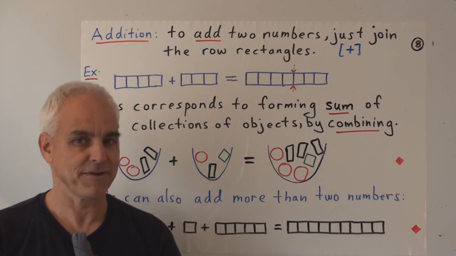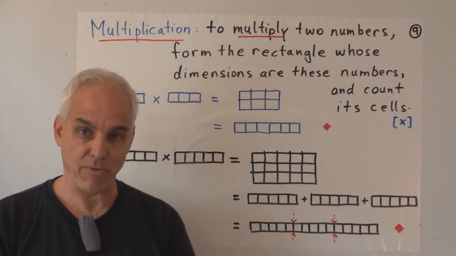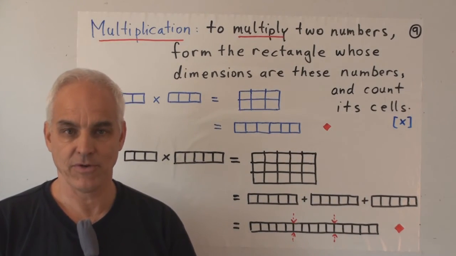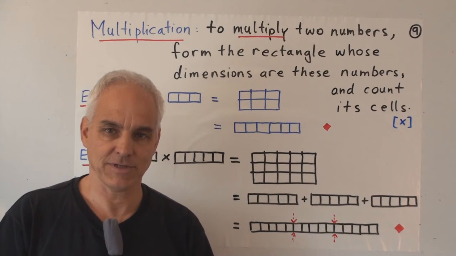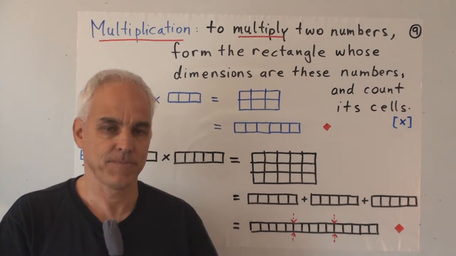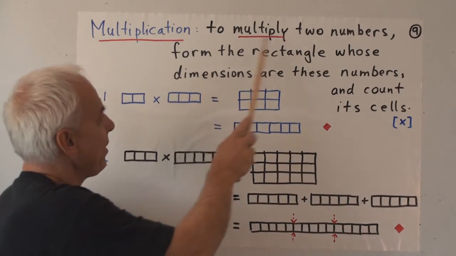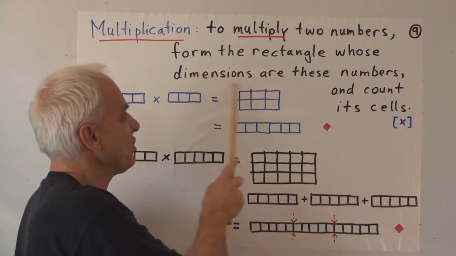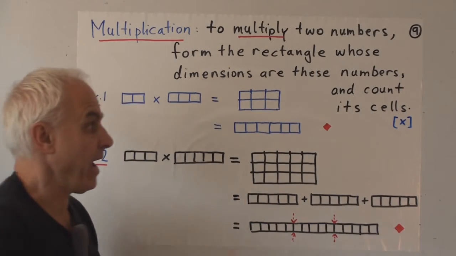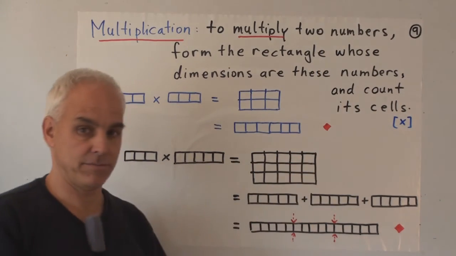Very simple arithmetic. The other important operation is multiplication of two numbers. So now I'm going to define what multiplication of two numbers is. So this is a definition. To multiply two numbers, we form the rectangle whose dimensions are these numbers and count its cells.